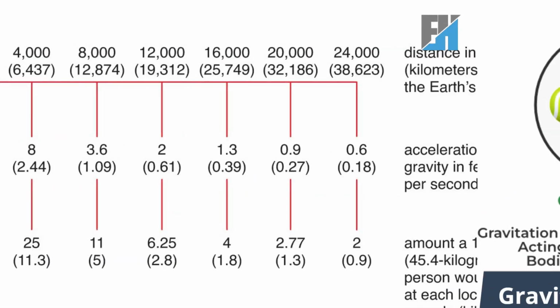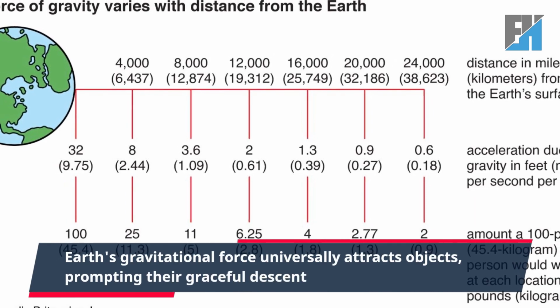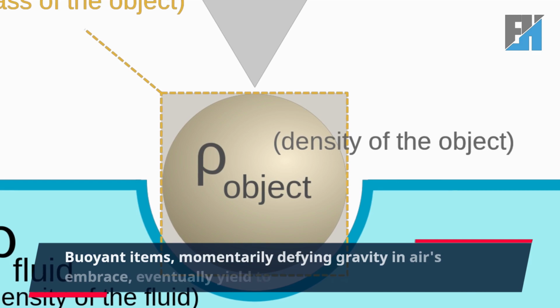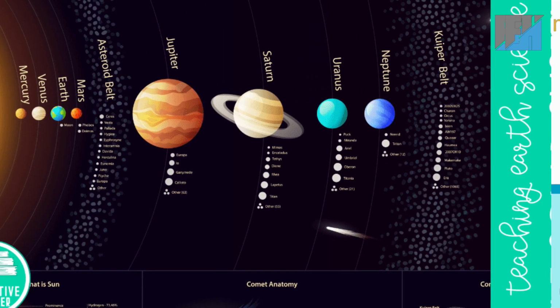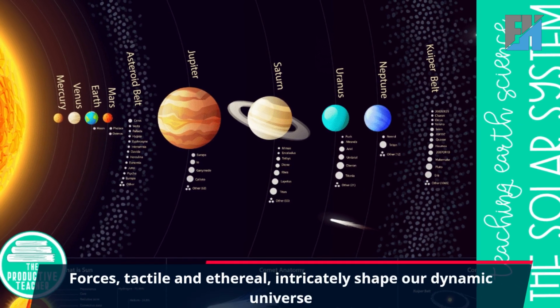Gravitational forces. Earth's gravitational force universally attracts objects, prompting their graceful descent. Buoyant items, momentarily defying gravity in air's embrace, eventually yield to Earth's pull. Forces, tactile and ethereal, intricately shape our dynamic universe.